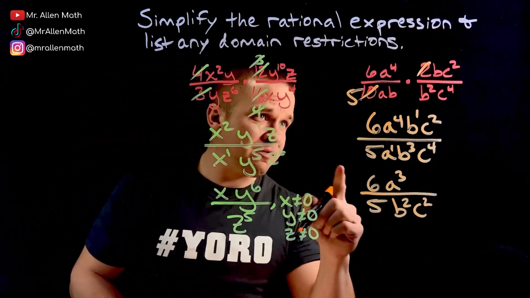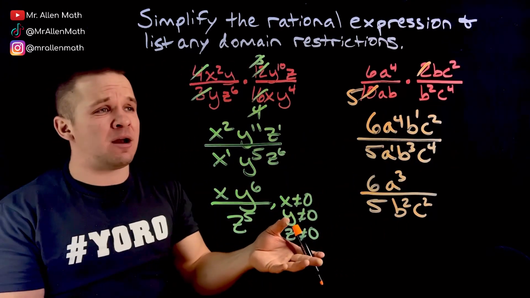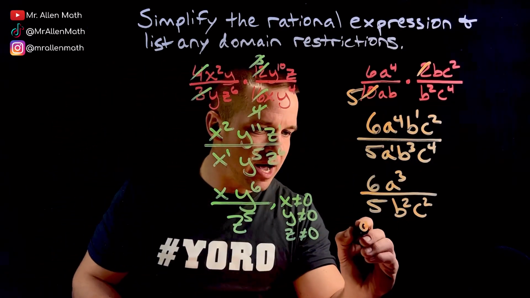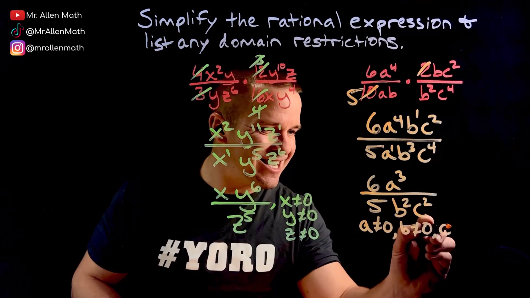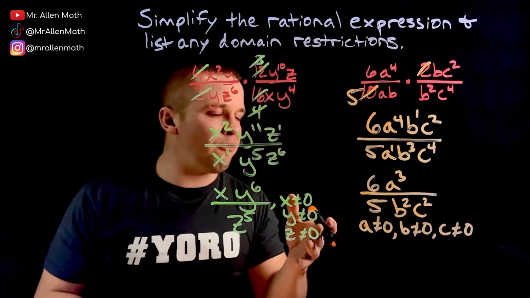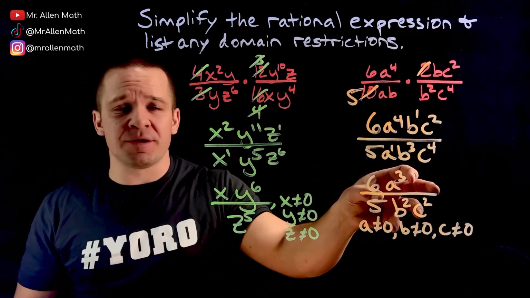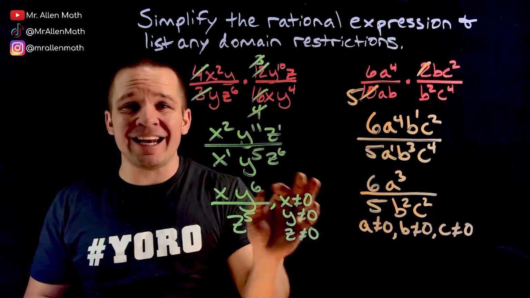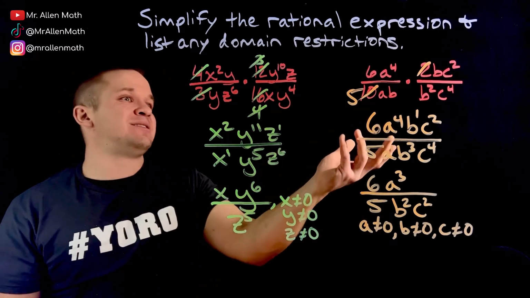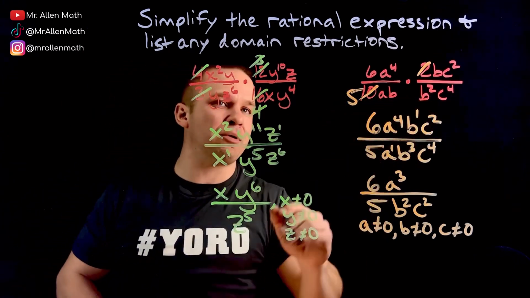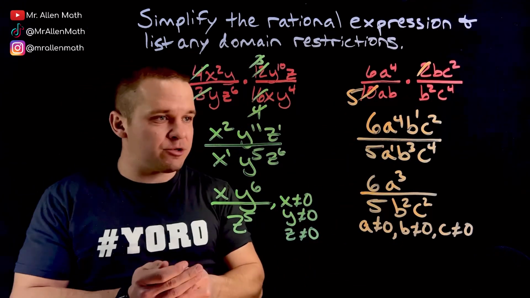Beautiful. I do have to list once again, a, b, and c are all present in my denominator, so they cannot equal 0. A cannot equal 0. B cannot equal 0, and C cannot equal 0. Now, let's say for fun that this a wasn't in my denominator. That would obviously change some things here, but it would also not be needed in my domain restriction because if a is not in the denominator, having it 0 doesn't really matter, right? So if it's not present in the denominator, it does not need to be listed as one of my domain restrictions. But there we go.